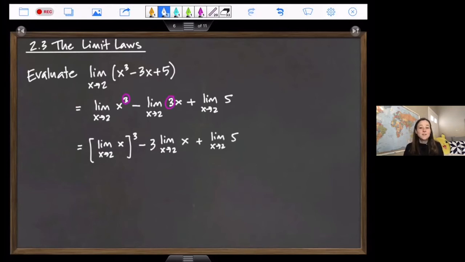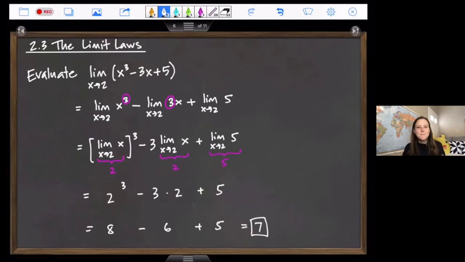All right, now we've got this all down into limits that we know how to evaluate. So I know that the limit as x approaches 2 of x is equal to 2. I've got that limit twice in here. And then I've got the limit of a constant. Limit as x approaches 2 of 5 is equal to 5. Limit of a constant is equal to the constant. And then we'll just apply that exponent and that constant multiplier. I've got 2 raised to the third power minus 3 times 2 plus 5. The rest of that's just arithmetic. So I've got 8 minus 6 plus 5. Let's see, that's 2 plus 5 is 7.